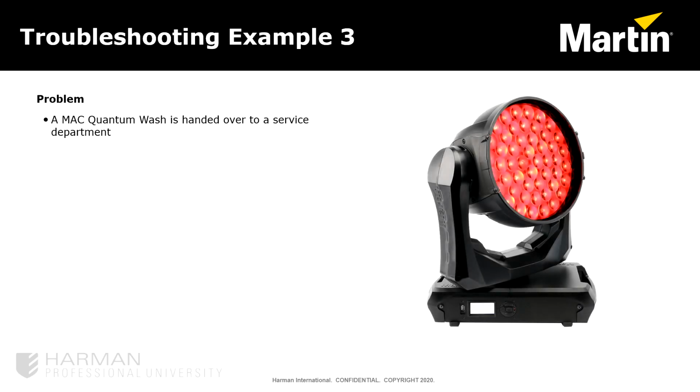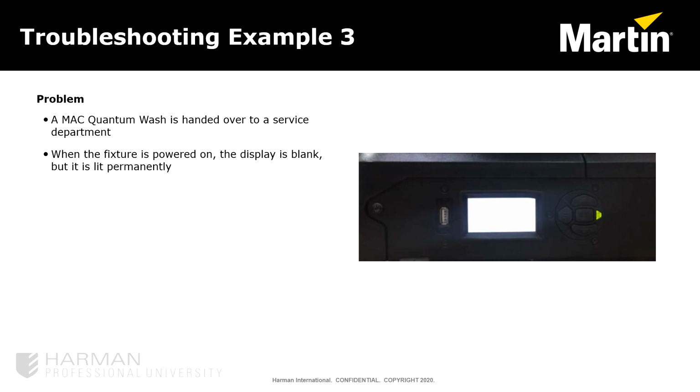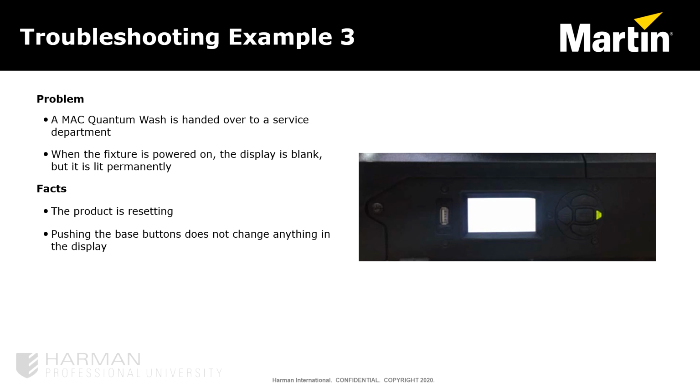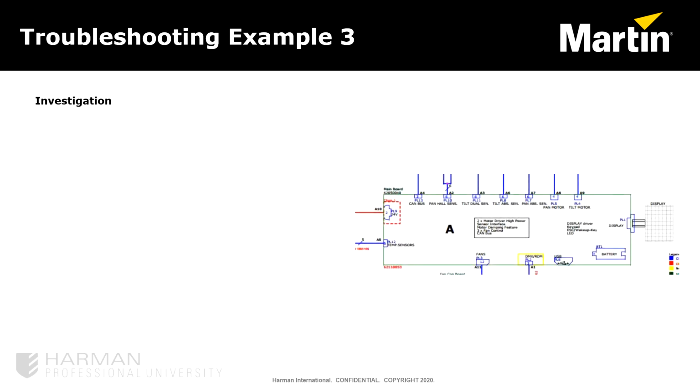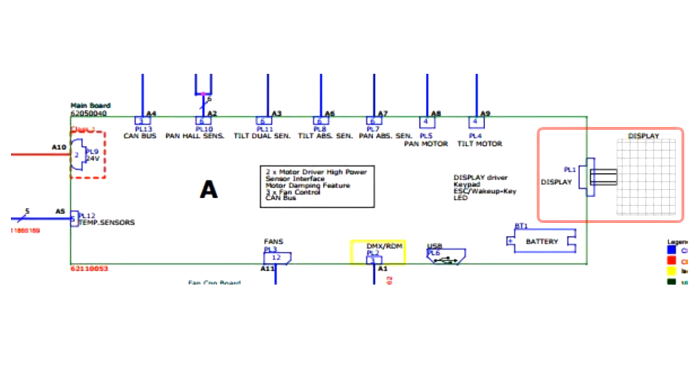A MAC Quantum Wash is handed over to a service department. When the fixture is powered on, the display is blank, but it's permanently lit up. What are the facts that have been provided or found? The product is resetting. Pushing the base buttons does not change anything in the display. What does the technician determine after further investigation? The connection schematic indicates that the display is connected directly to the main board.